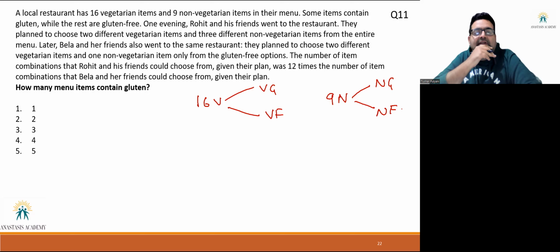So one evening, Rohit and his friends go to the restaurant. They plan to choose 2 different veg and 3 different non-veg. Okay, then Bela goes. Bela chooses 2 vegetarian and 1 non-vegetarian, but only from the gluten-free. Okay.